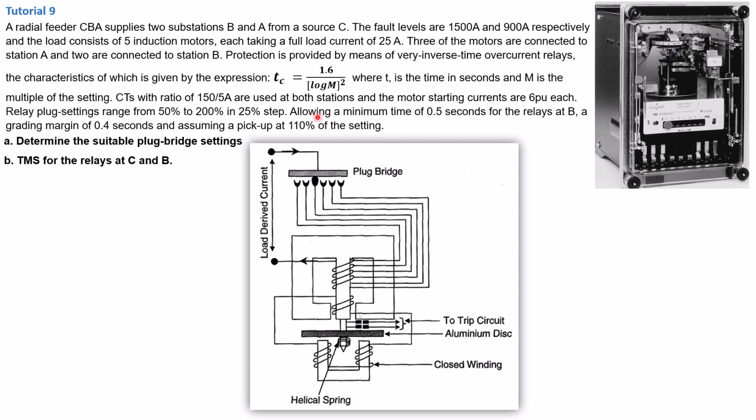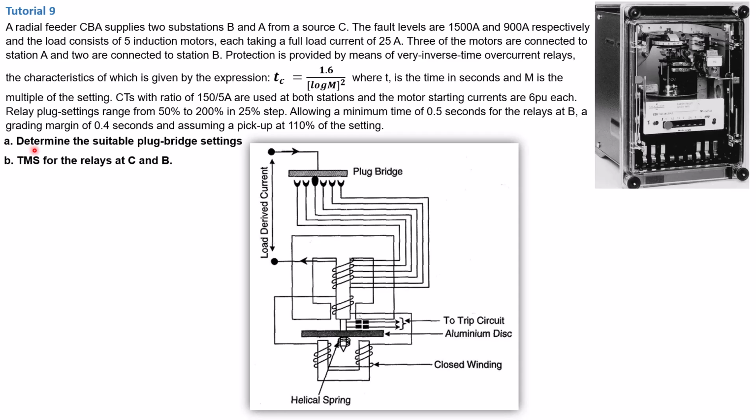Now this statement here is very important. They're allowing a minimum time of 0.5 seconds for the relay at B. So that is the minimum time it will take for the relay at B to operate before the relay at A takes over. And there is also a grading margin. We're going to look at all of these statements when we start solving them, and assuming a pickup at 110% of the setting. So now we've got two questions here.